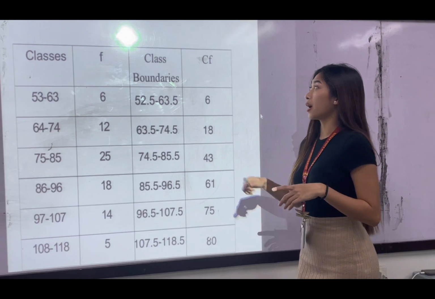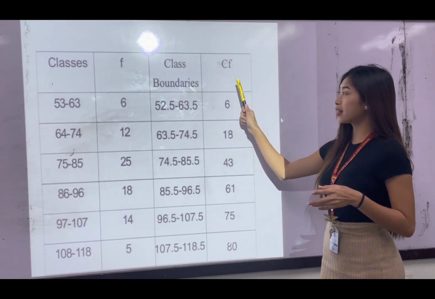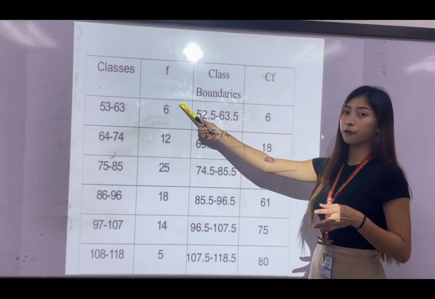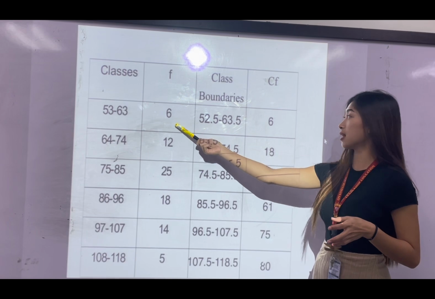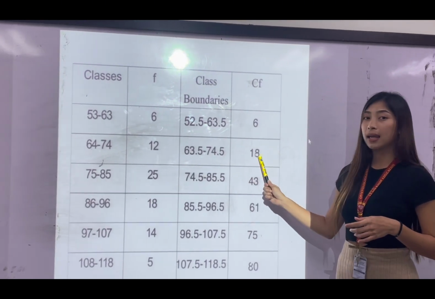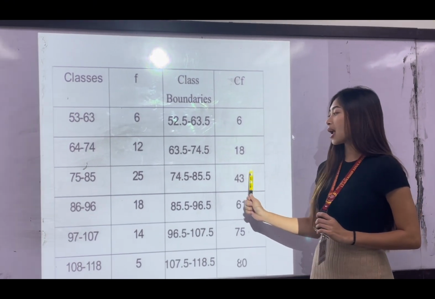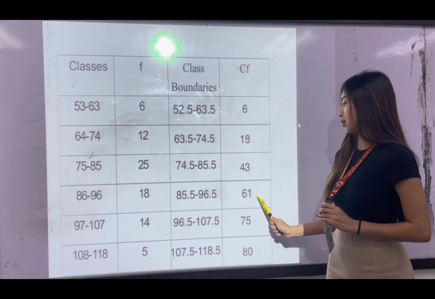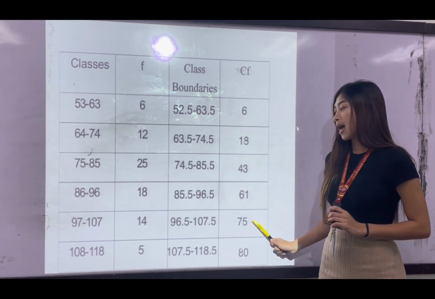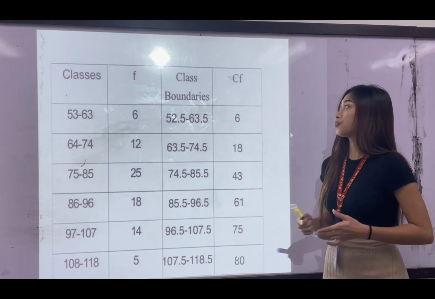Now we're going to find the cumulative frequency. We just take the frequency of the first class, which is 6. 6 added to 12 is 18. 18 added to 25 is 43. 43 added to 18 is 61. 61 added to 14 is 75. 75 added to 5 is 80.